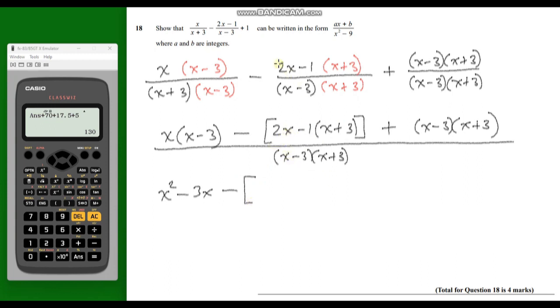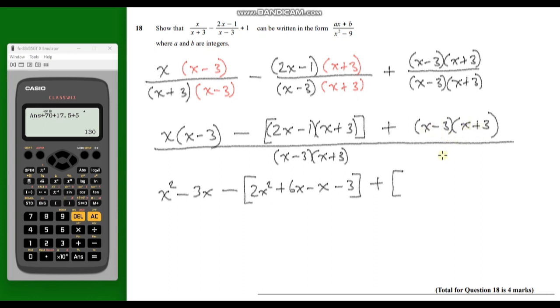So we've got, let me just put these in brackets. I forgot to put these in brackets. So we've got double brackets here. So 2x times x, that's 2x squared. 2x times 3, that's plus 6x. And then we've got negative 1 times x, that's negative x. And negative 1 times 3 is negative 3. So we're subtracting this whole thing. And then we're adding on this whole thing up here.